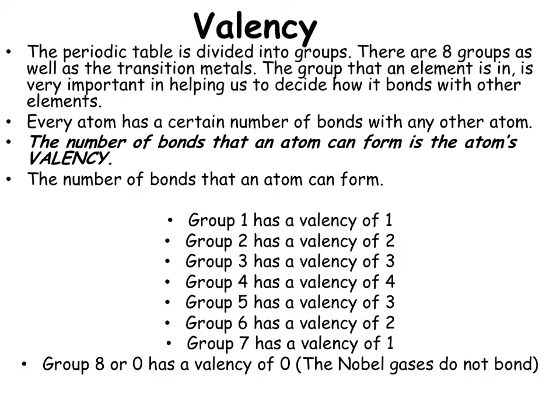So, quickly reading the notes, the periodic table is divided into groups. There are 8 groups, as well as the transition metals. The group that an element is in is very important because it helps us decide how it bonds, how it links with other atoms. Every atom has a certain number of bonds. The number of bonds that an atom can form is that atom's valency. And it's easy to remember: 1, 1, 2, 2, 3, 3, 4, 4, 5 is 8 minus 5, 3, 6 is 8 minus 6, 2, 7 is 8 minus 7, 1. And group 0 or 8 has a valency of 0 because it does not bond.